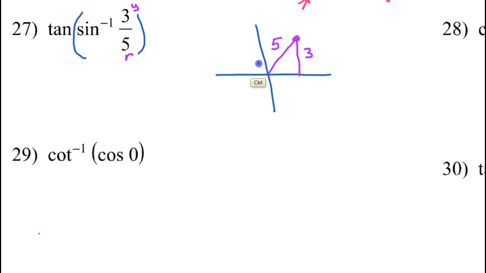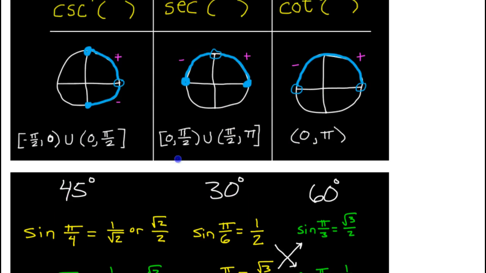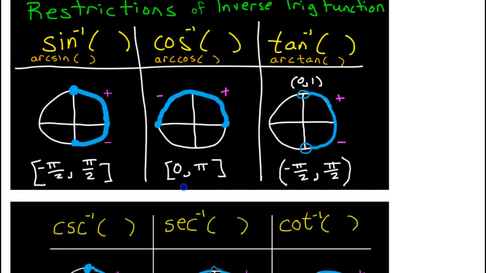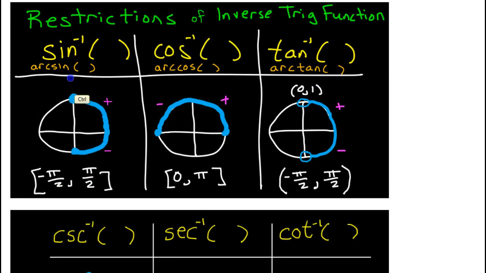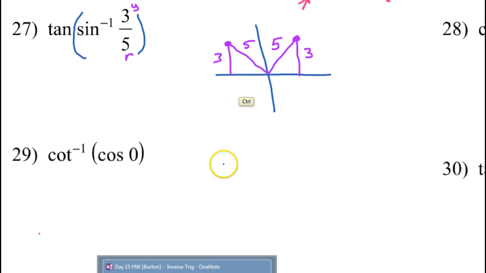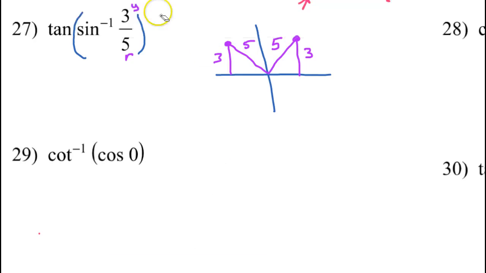And you know what, I could have drawn this in the other quadrant, that would have been possible. I could have put a 5 here and a 3 here, except for one thing. Inverse sine is only defined on the right-hand side of the unit circle, so that's how I knew not to draw it over here on the left. So it definitely had to be on the right, so here it is.